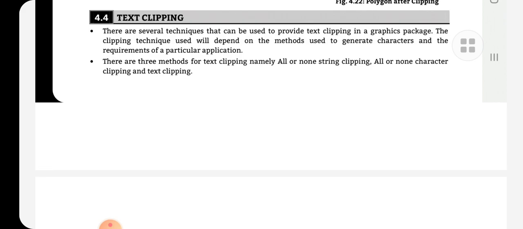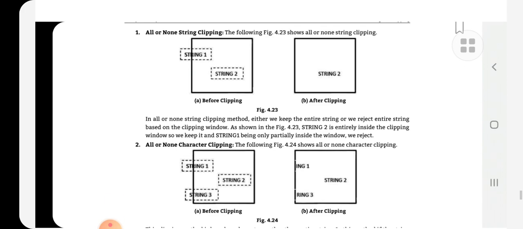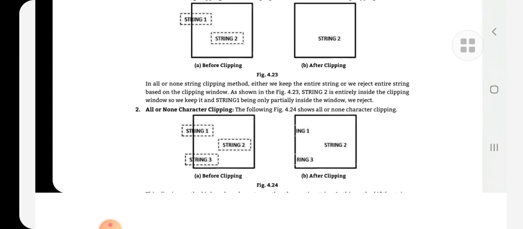There are three methods for text clipping, namely all or none string clipping, all or none character clipping, and text clipping. Here, before clipping, the string is out of the window. In all or none string clipping, before clipping the strings are there, and after clipping only string 2 is shown. So in the all or none string clipping method, either we keep the entire string or we reject the entire string based on the clipping window.